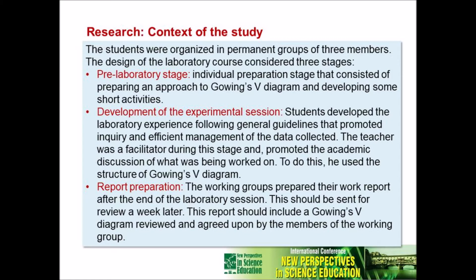The students were organized in permanent groups of 3 members. The design of the lab course considered 3 stages. The first one was a pre-lab stage, individual preparation stage that consisted of preparing an approach to Gowin's Venn diagram and developing some shared activities, such as reviewing some concepts related to the work session, looking for some physical properties of the substances to be used in the lab, as well as to do some simple calculations.